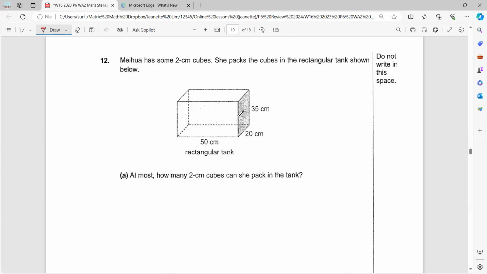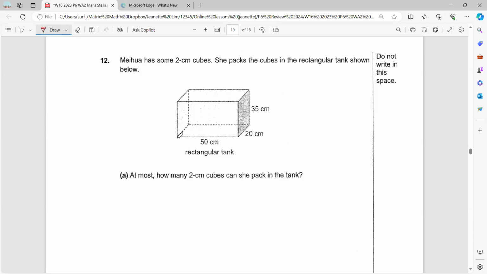How are we going to do that? Please do not take 50 times 20 times 35 and then 2 times 2 times 2 and divide. Okay, that's the wrong way. Because the cubes are solid cubes, you cannot take the remaining space that is available and combine them to form another cube.